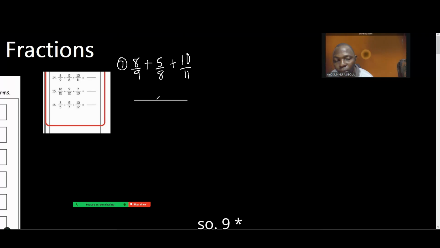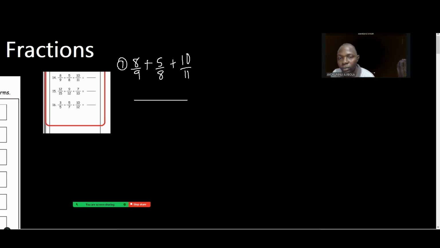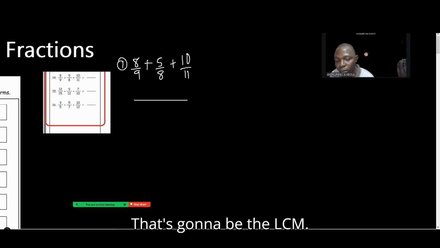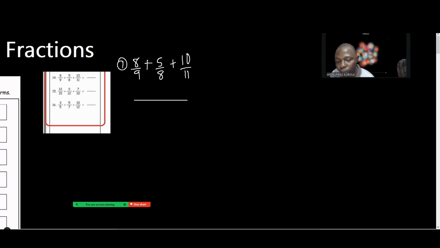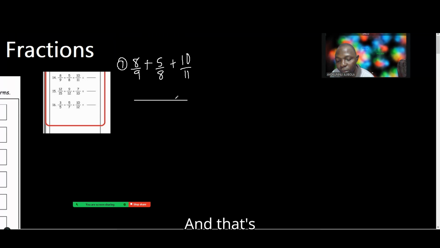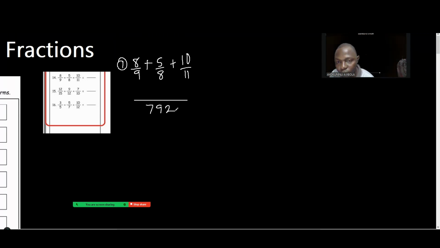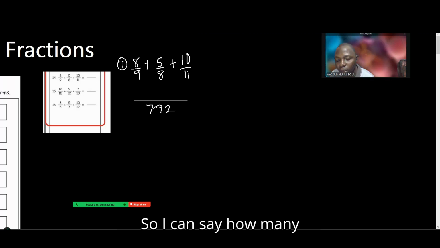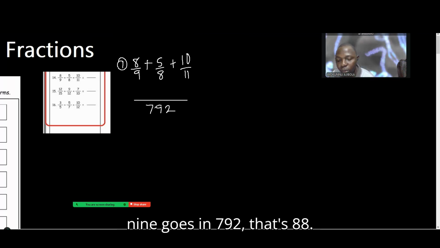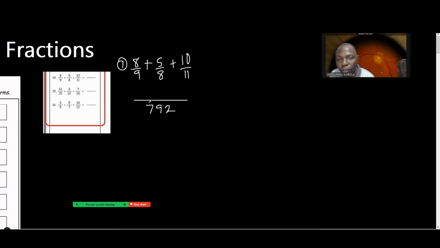So 9 times 8 is 72. Then 72 multiplied by 11. That's going to be the LCM, and that's 792. So I can say how many 9 goes in 792? That's 88. Then 88 times 8, that's 704.